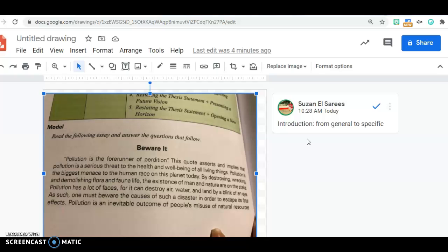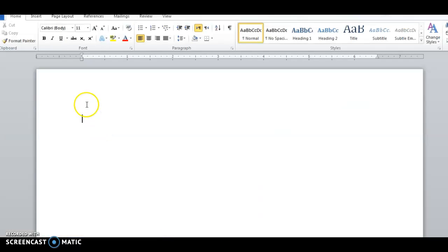Now, if I want to write an introduction which is from general to specific, as we see here, he can start with a quote, but this quote or any statement should be a general statement about the topic. Then you narrow it down. For example, I start by a general statement about the topic. It can be a quote, it can be a definition, for example. It depends on the topic.